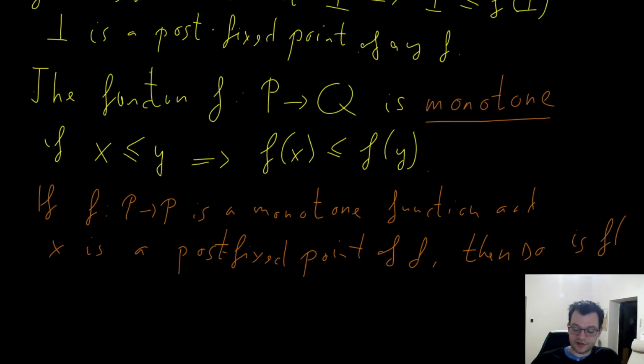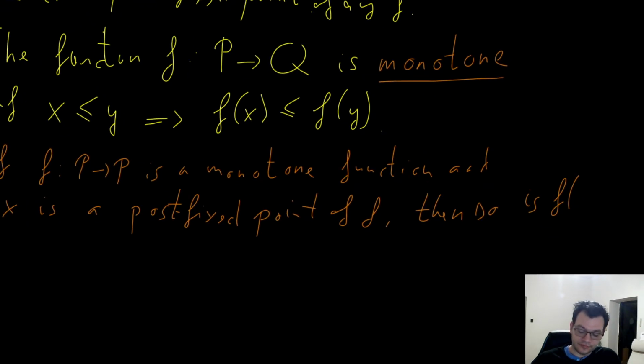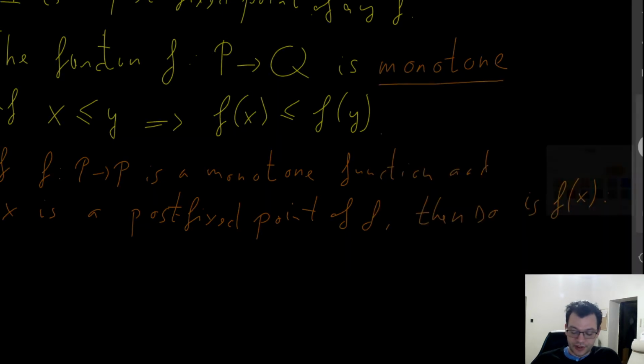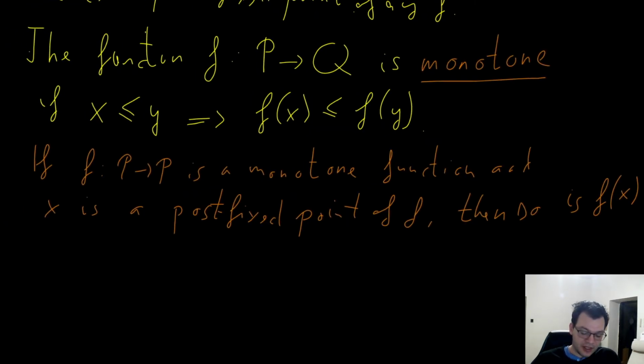So is f of x. So if you have a monotone function, then a post-fixed point will remain a post-fixed point as well. Now let's just prove this. x is a post-fixed point means that x is smaller than or equal to f of x.